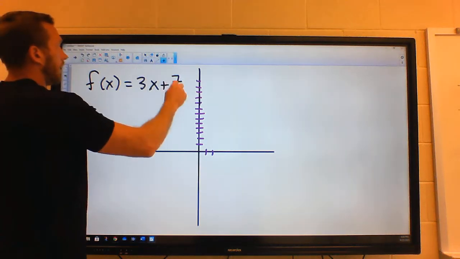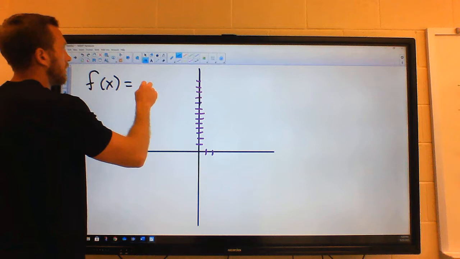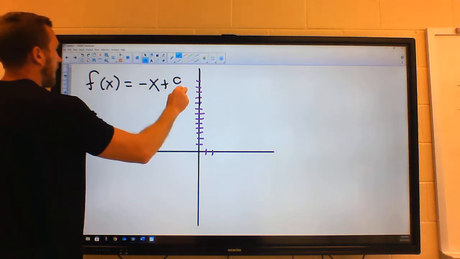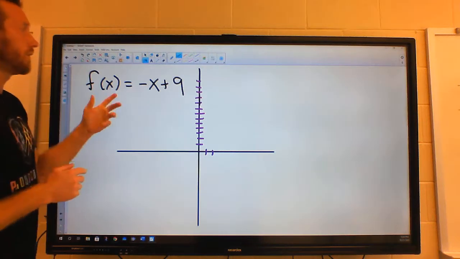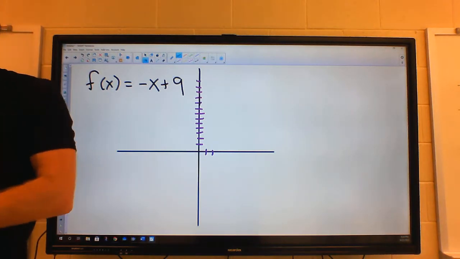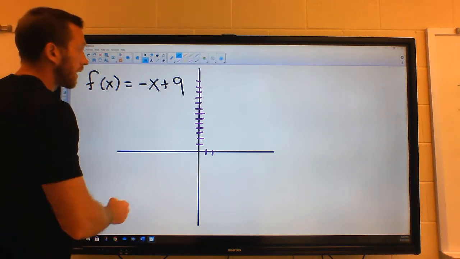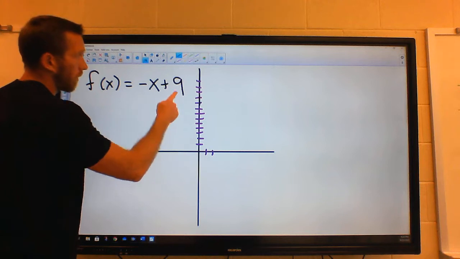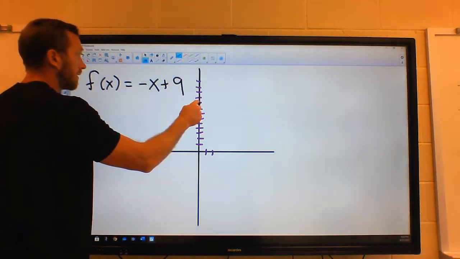Let's go with negative x plus 9. Go ahead and graph that now. Press pause if you need to give yourself some time, and then unpause it when you've graphed it and you're ready to check your answer with mine. Okay, so step number 1, go up 9. 1, 2, 3, 4, 5, 6, 7, 8, 9.